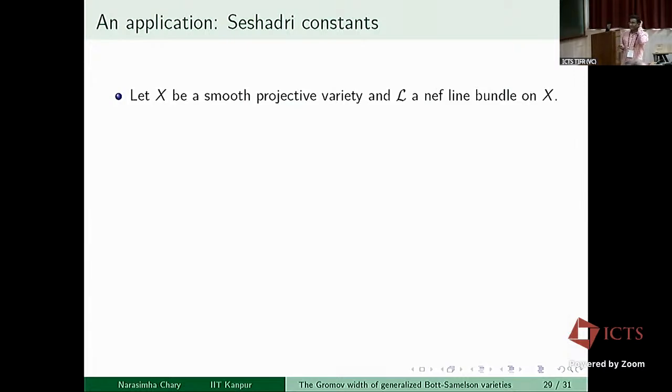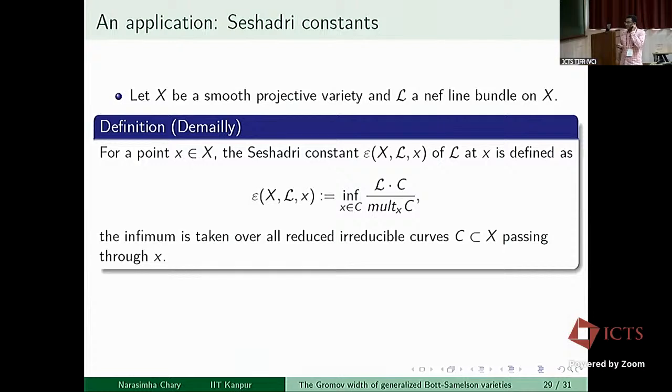So there are nice applications of Gromov width related to the Seshadri constant. Suppose you have a smooth projective variety and a nef line bundle. Nef in the sense that intersection with curves is non-negative. So Demailly defined the notion of Seshadri constants. You take the infimum of the ratio of the intersection number with C and the multiplicity of the point on the curve. Now you take the infimum over all irreducible curves.